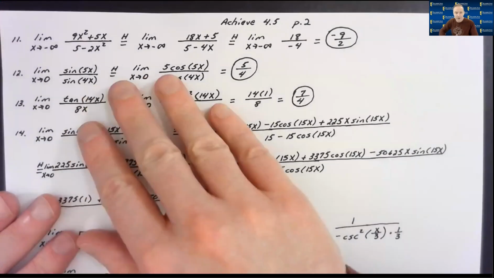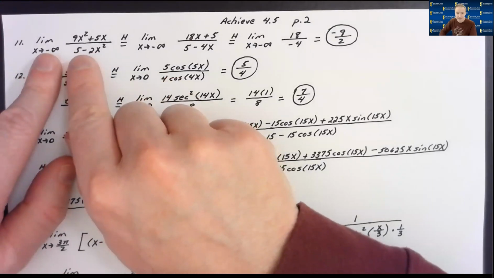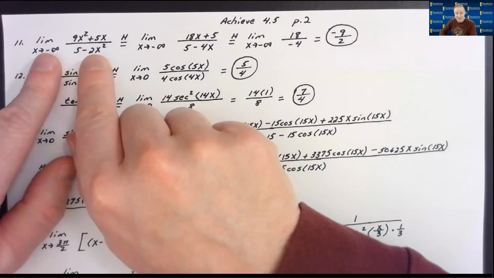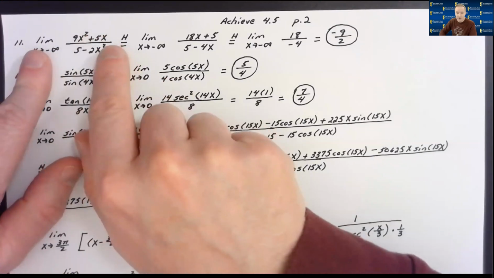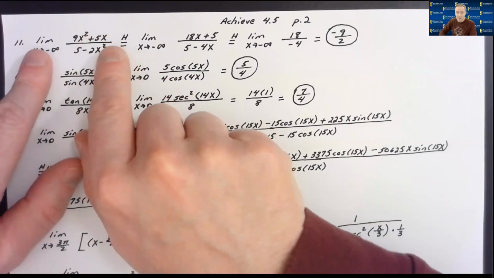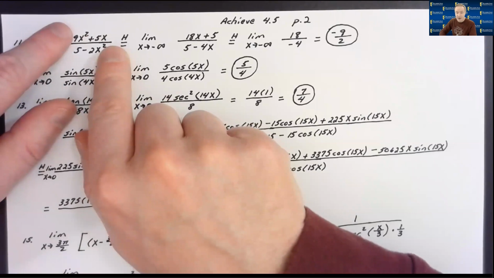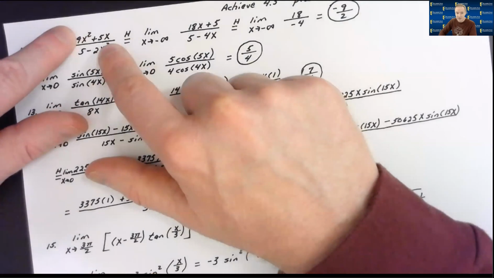For the 11th problem here, they gave me a limit as x approaches negative infinity of a quadratic over a quadratic. So again, I was thinking that the negative infinity is going to be irrelevant because my leading power is x squared. So infinity's negative, and a negative number squared is positive anyway. So I could just say this is the same thing as the limit as x approaches positive infinity. And anytime I have a rational function with the same degree in the numerator and denominator, my answer is going to be the fraction of the leading coefficients.